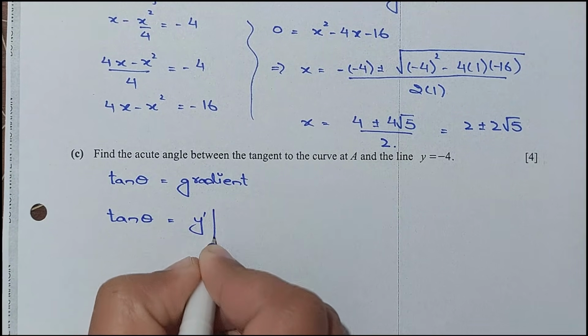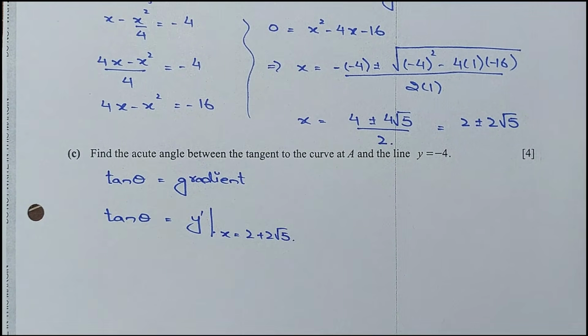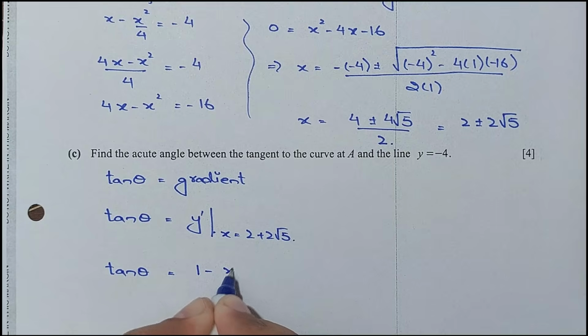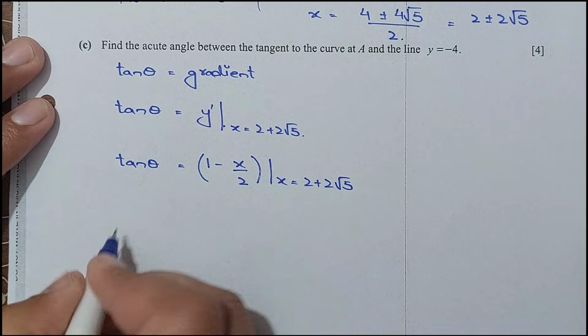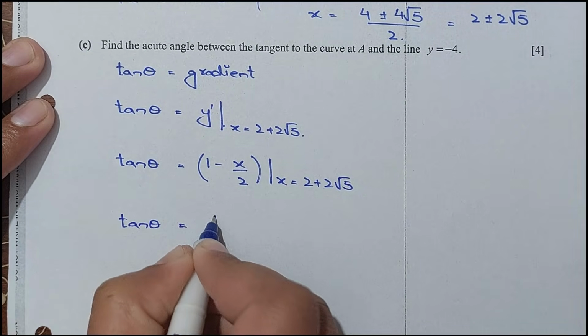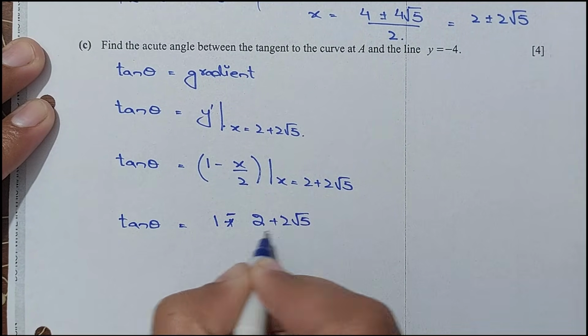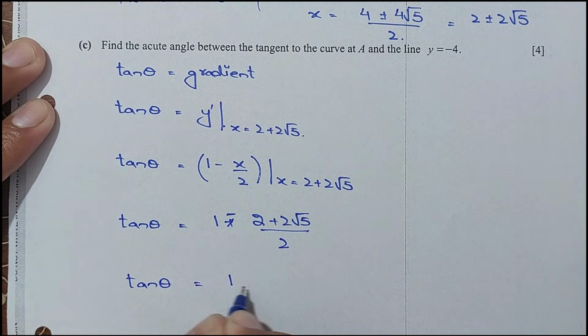It means y prime at x equals 2 plus 2 root 5. This is the x coordinate for A, right? So we are done with y prime. So tan theta is equal to, what is y prime? 1 minus x by 2 is the y prime value. Solve it at x equals 2 plus 2 root 5. Okay, so tan theta would be equal to 1 minus 2 plus 2 root 5 divided by 2. So tan theta is equal to 1 minus 1 plus root 5.